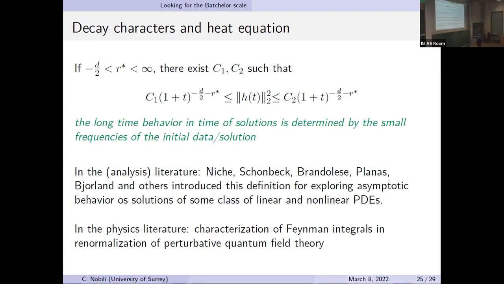And these decay characters are also new to me, I would say. But in the literature, they have been used by Schoenbeck, Nietzsche, Brandolese, Planas, Bjorland, always in the context of understanding long-time decay of solutions for different equations, including Navier-Stokes. And the reason why probably we could succeed so fast in changing everything is because these decay characters have been used by Steffen in characterizing Feynman graphs. I am absolutely not an expert, but apparently they are used by theoretical physicists in renormalization in quantum field theory. So it was extremely practical using these decay characters.